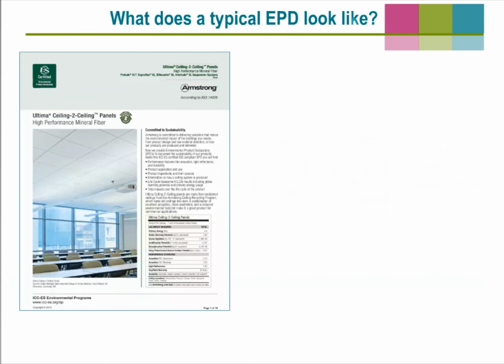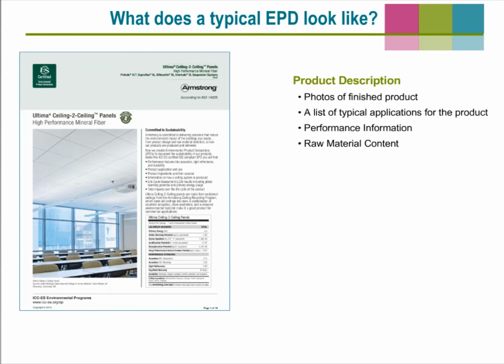There is no standard format for an EPD, but generally an EPD will contain the following information. There'll be a product description. This section might include photos of the finished product, a list of typical applications where it could be used, product specifications including performance features, and information about product raw material content.